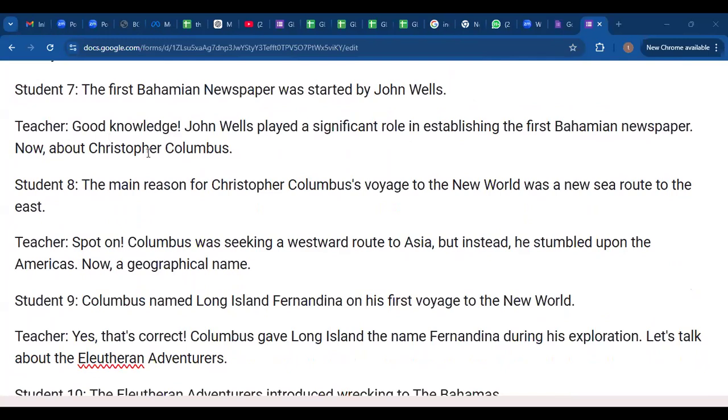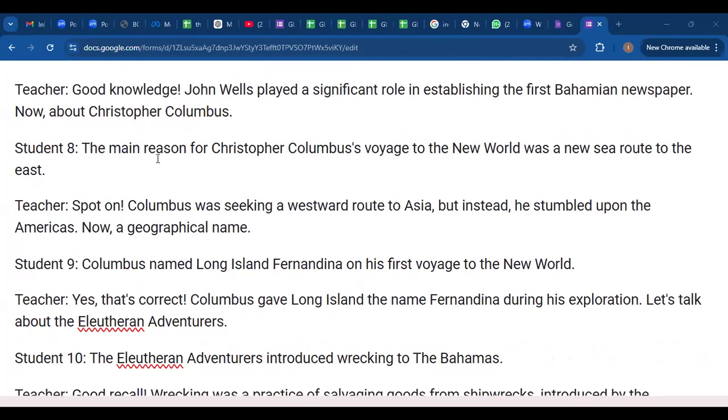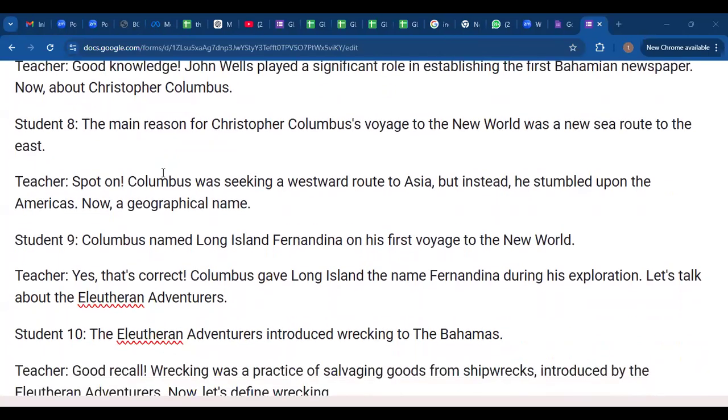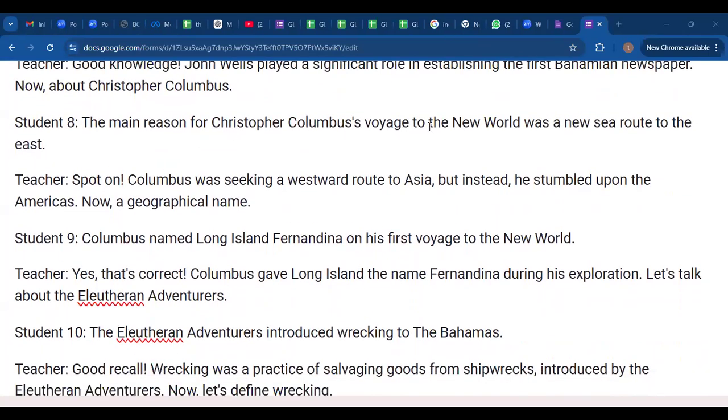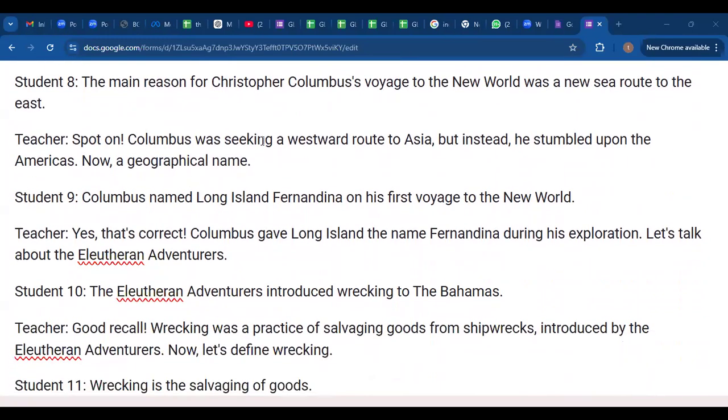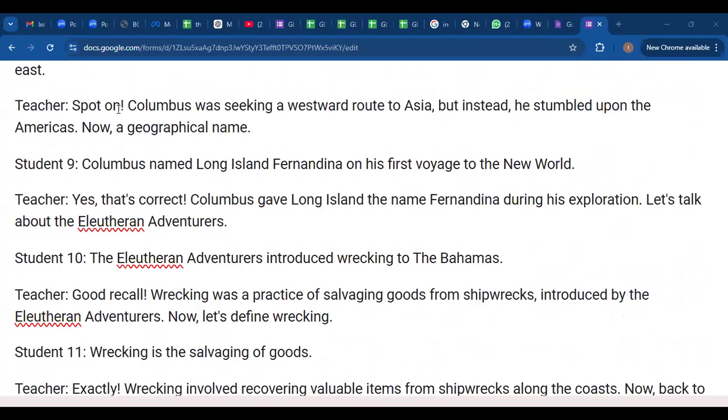Now about Christopher Columbus. The main reason for Christopher Columbus's voyage to the New World was a new sea route to the east. Spot on. Columbus was seeking a westward route to Asia, but instead he stumbled upon the Americas. Okay, stop right there.